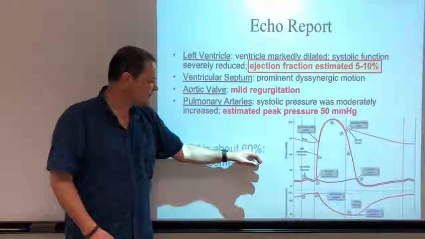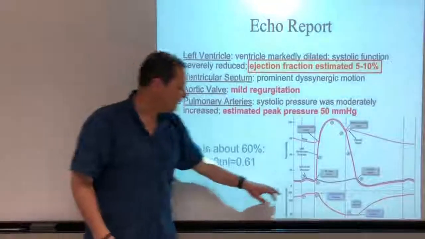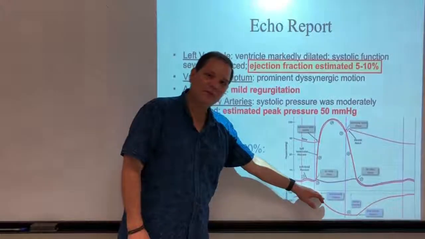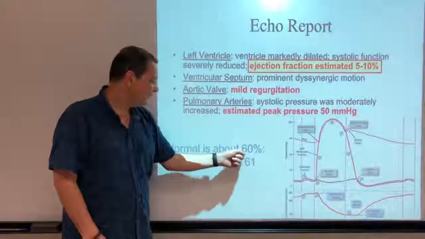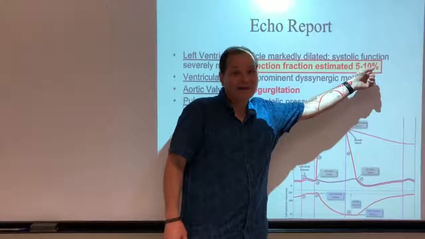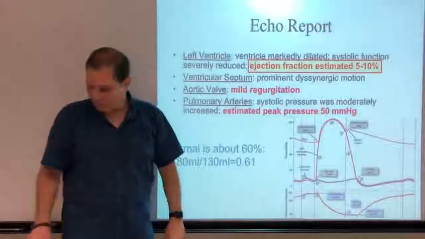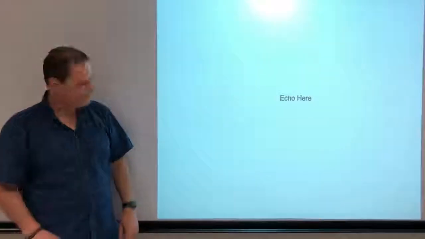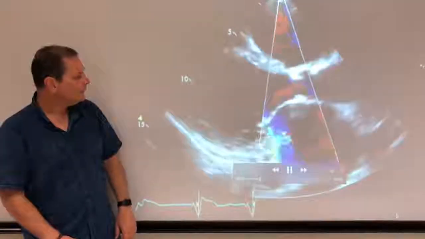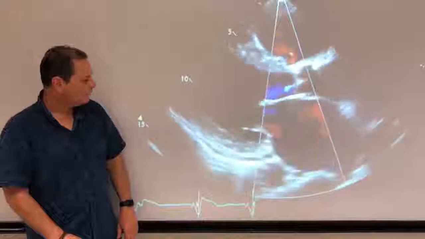Your normal ejection fraction, that is the amount you eject relative to the amount that you start with, is about 60%. 10%, much lower than that. That ain't good, okay? So once again, there's some application there. So let's take a look at our echo, our old friend.